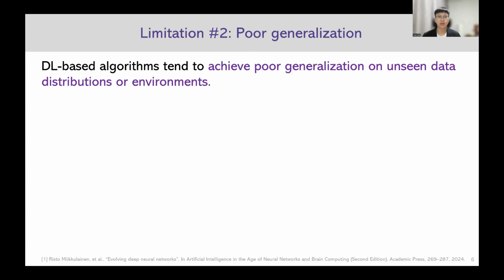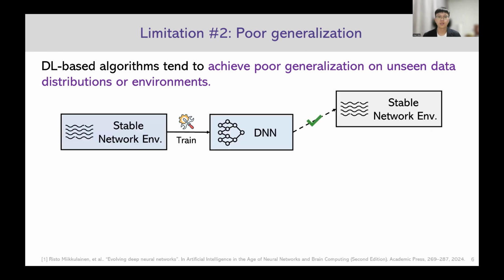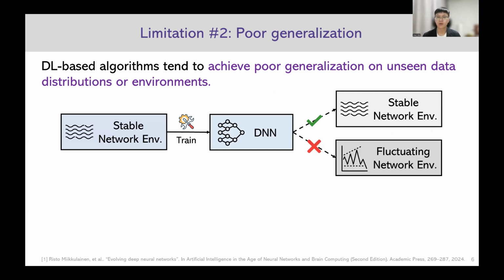The second limit is that the DL-based algorithms tend to achieve poor generalization performance on unseen data distributions or environments. For example, in this figure, if we train the DNN on the stable network environments, it tends to achieve good performance on the same environments, but it tends to achieve poor performance on the unseen fluctuating network environments.